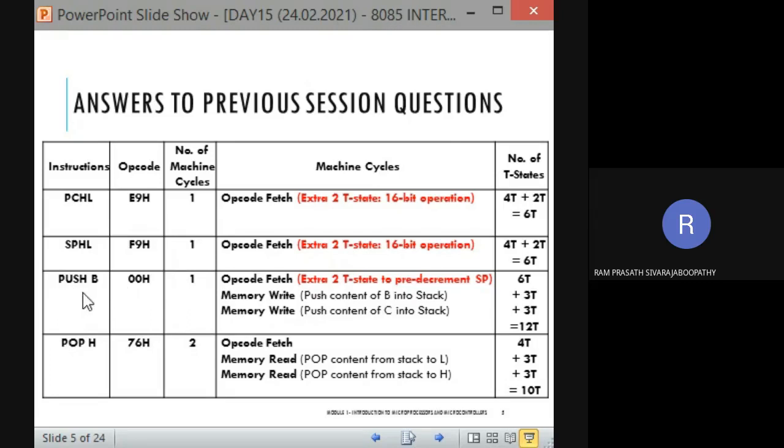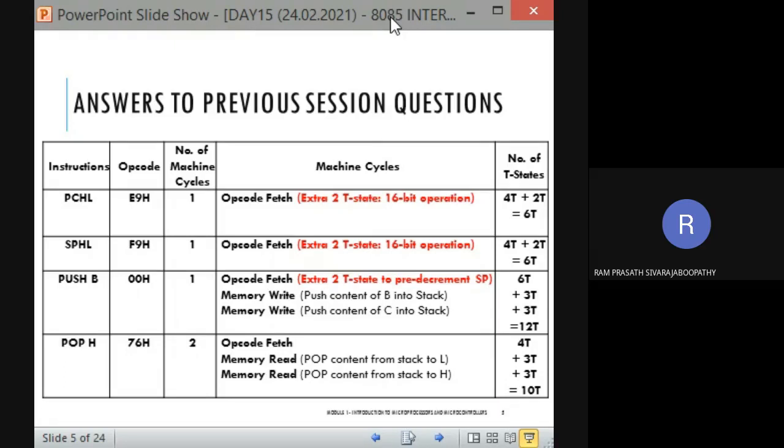So PUSH B. Here, opcode fetch we know, then memory write, that means we have to push the content of B register into the stack, then C register into the stack. But during the opcode fetch, it takes extra 2 T states for what? To point to an empty location, it has to pre-decrement the stack pointer, correct? So for that, it takes extra 2 T states. Whereas in the case of POP, it is post-increment. With post-increment, we don't need extra T states. Kindly note down these things.